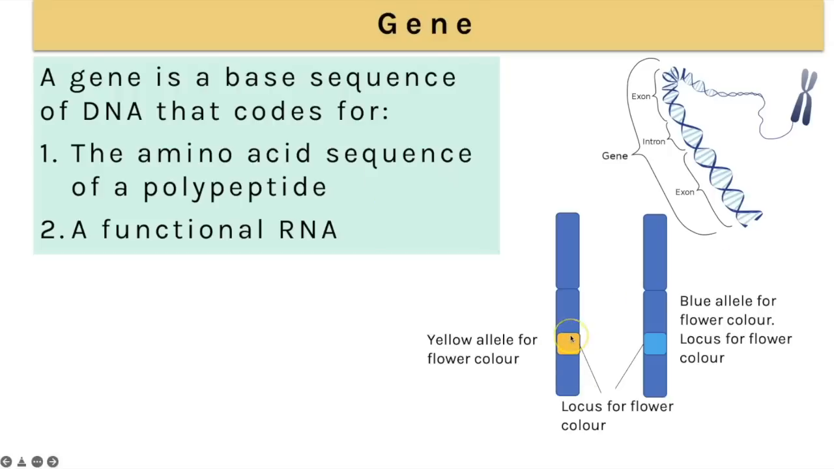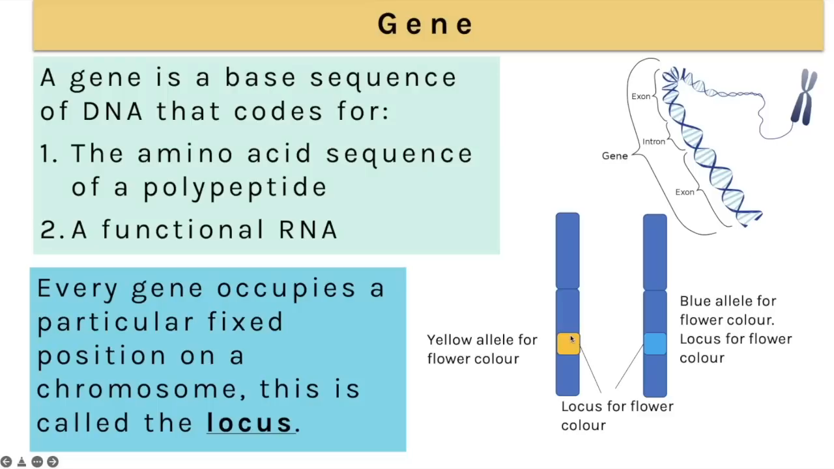And we can see here one of the extra key terms as well, and that is locus. And locus is the exact position that one particular gene is found on a chromosome. So locus is location, so that's the way to remember it. Locus, location of the gene.